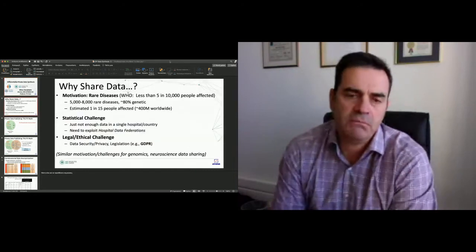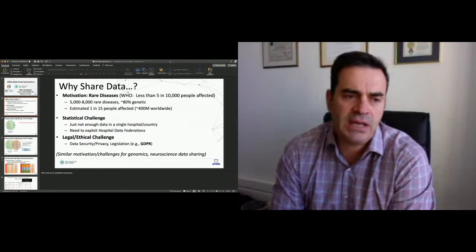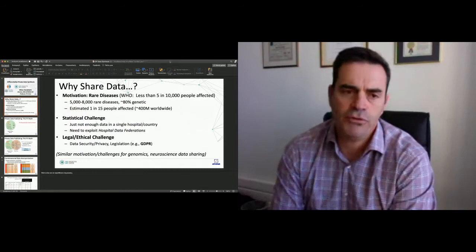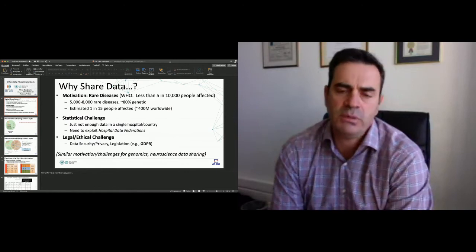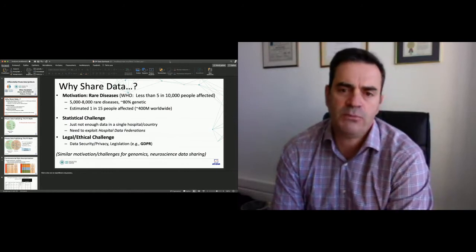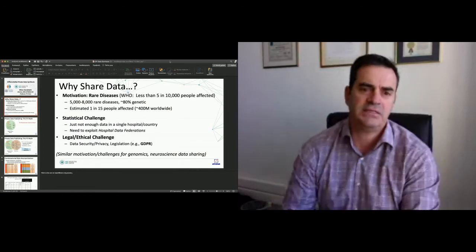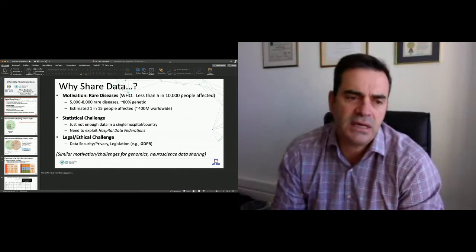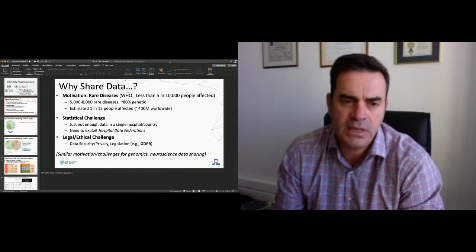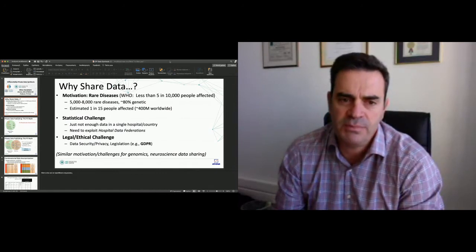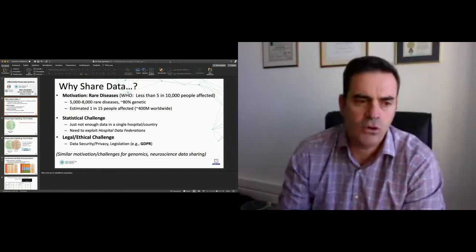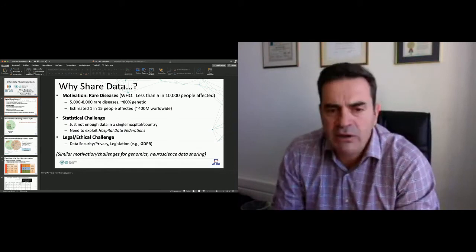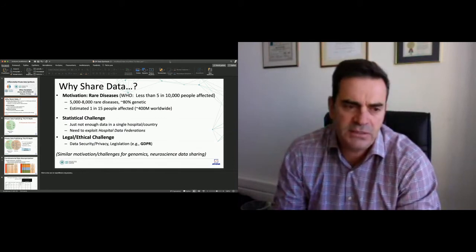I'm not going to spend a lot of time on this slide. Why is it important to share data? I think both earlier talks made this very clear. So one of the key motivations for us when we were starting out on this path was rare diseases. Rare diseases, as defined by the World Health Organization, are diseases that appear in less than 5 in 10,000 people. Mostly they have genetic causes, and about 400 million worldwide are affected by such diseases.